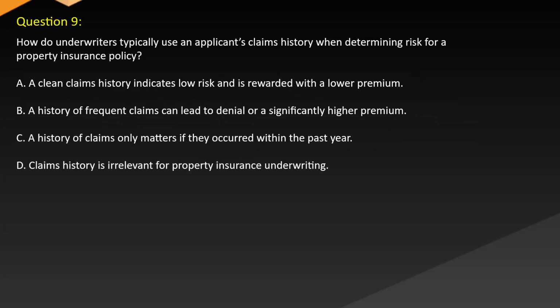Question 9. How do underwriters typically use an applicant's claims history when determining risk for a property insurance policy? A. Clean claims history indicates low risk and is rewarded with low premium. B. History of frequent claims can lead to denial or significantly higher premium. C. History of claims only matters if they occurred within the past year. D. Claims history is irrelevant for property insurance underwriting.